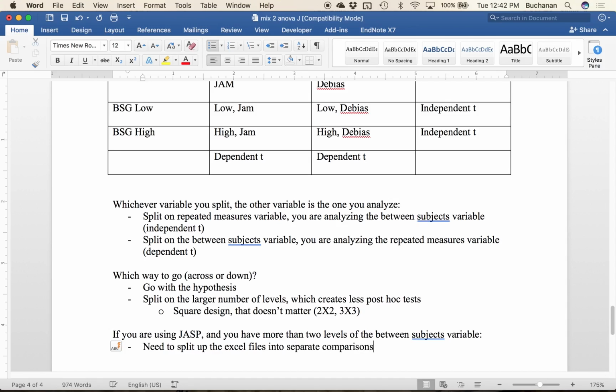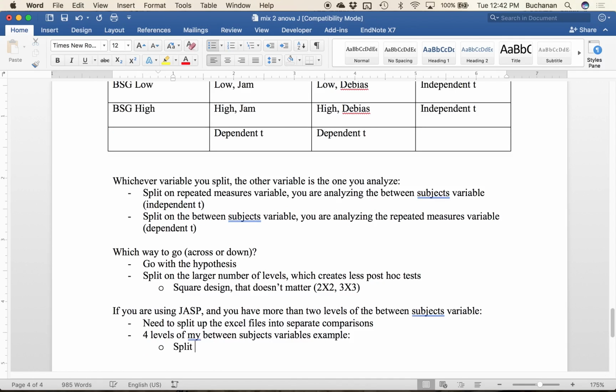Comparisons. Okay. So specifically here, what does that mean? Let's say I have 4 levels of my between subjects variable. So this is all an example. This is not the specific example we're doing here. Because we're going to be running t-tests, remember in JASP, the t-test can only handle 2 levels.